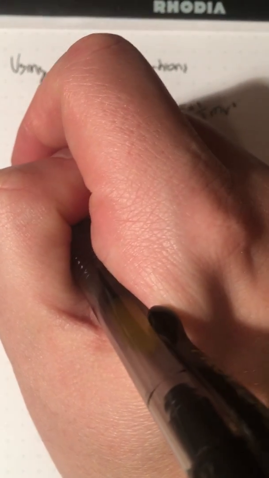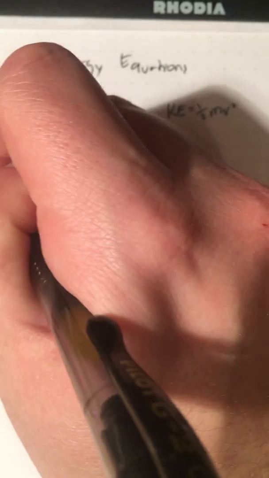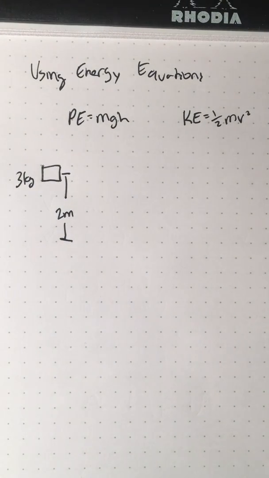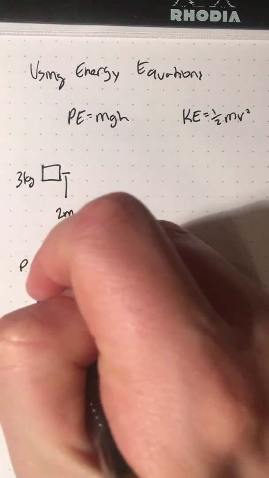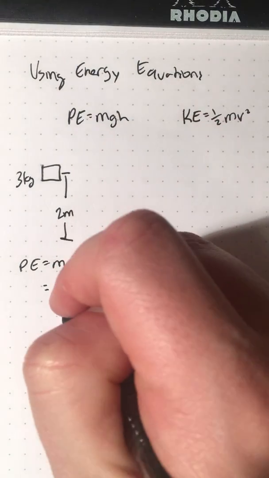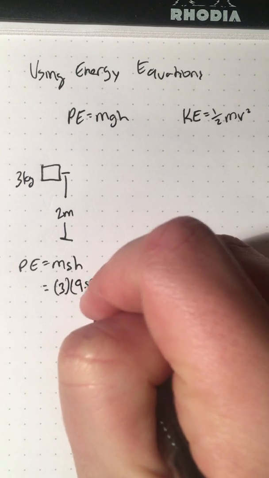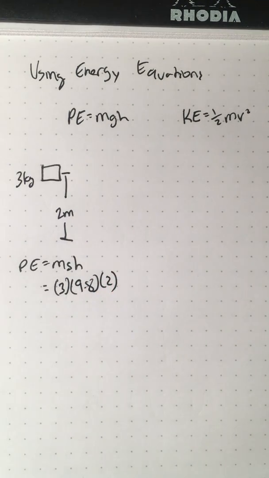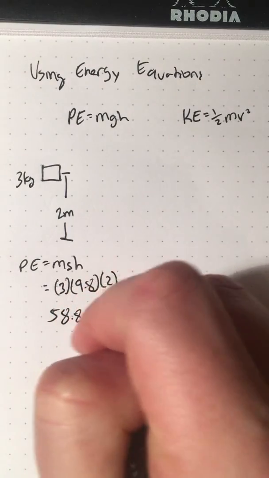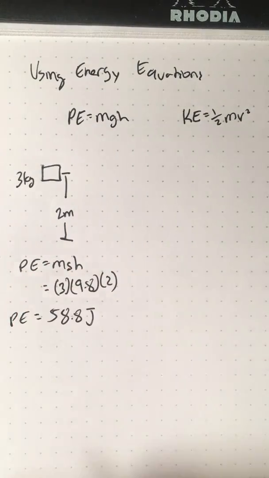Imagine you had a box that was 3 kilograms and it was 2 meters in the air, and you wanted to find its potential energy. You would just say PE equals mgh. So that would be a mass of 3, a g of 9.8, an h of 2. 3 times 9.8 times 2 is 58.8 joules. So that's how you calculate potential energy.